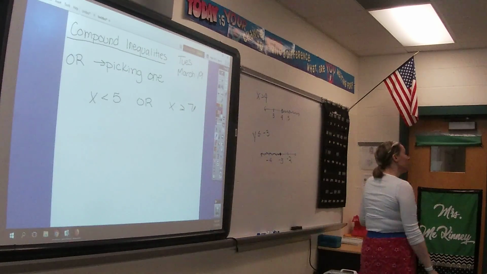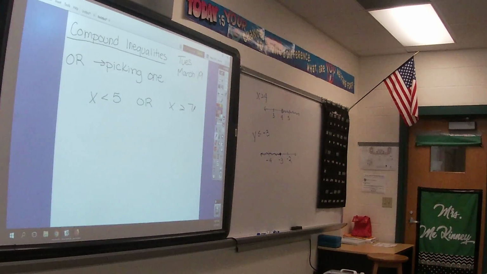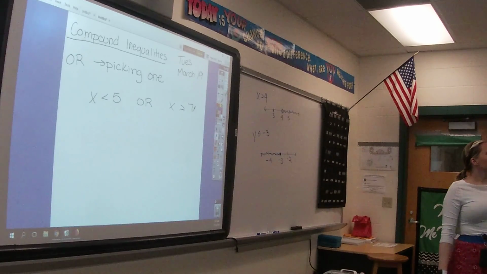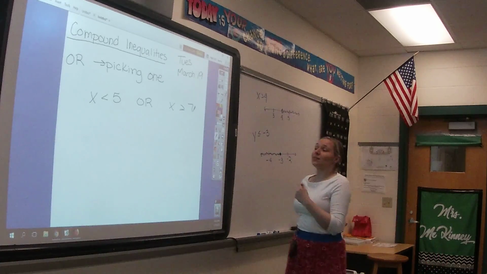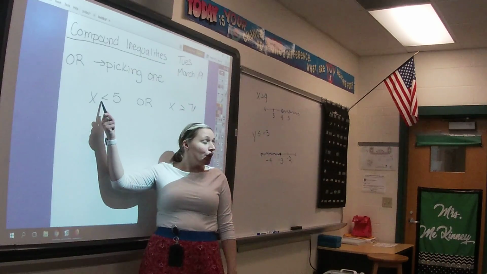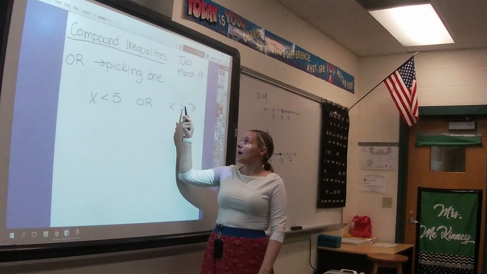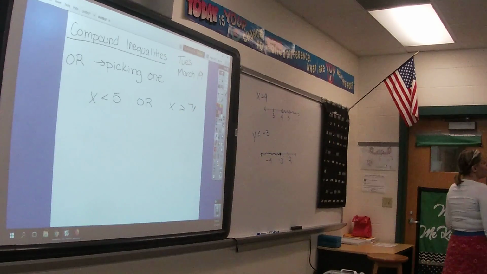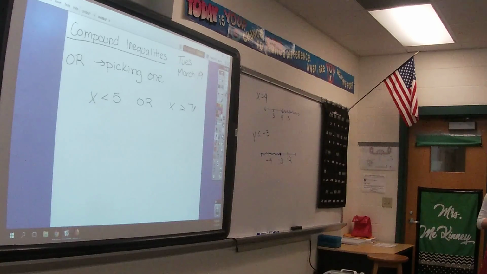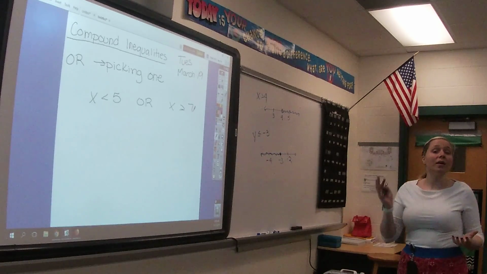okay, we're going to have two inequalities, and they're going to be attached with the word or, meaning that we have two situations that are okay. X can be less than 5, or X can be greater than or equal to 7. It doesn't have to satisfy both of those situations. It's fine if it's one or if it's the other.